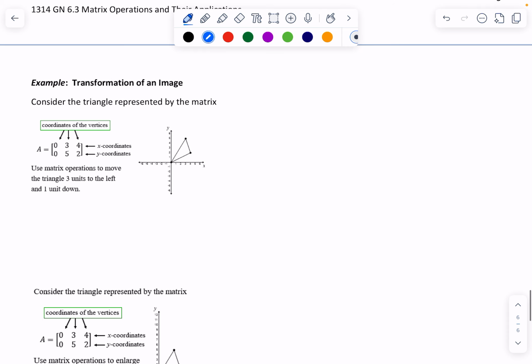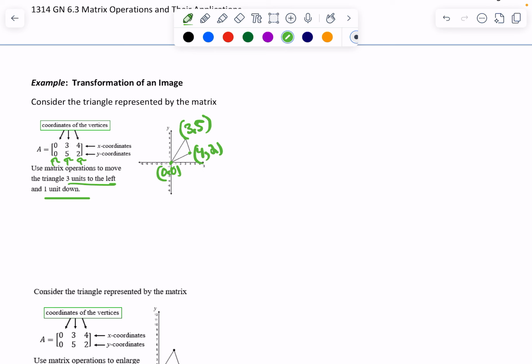Okay, then we have an example with transformation of an image. So we have this triangle represented by the matrix 0, 3, 4, 0, 5, 2. This is 0, 0. This one is 4, 2. And this one here is the 3, 5, so the second column. So you can see here are the points. Now, we're going to use matrix operations to move the triangle 3 units to the left and 1 unit down.